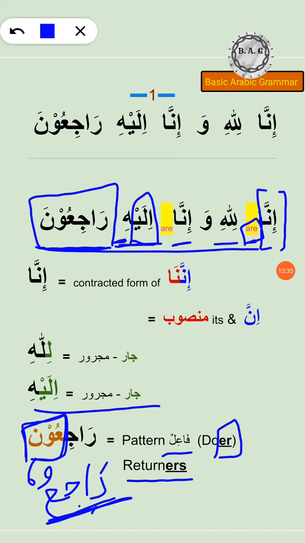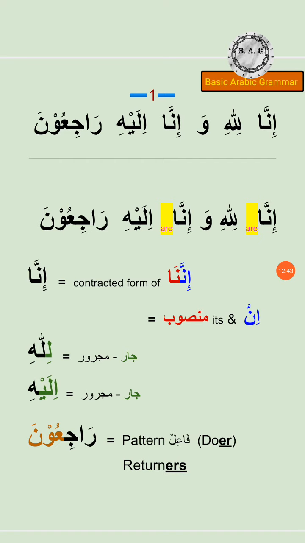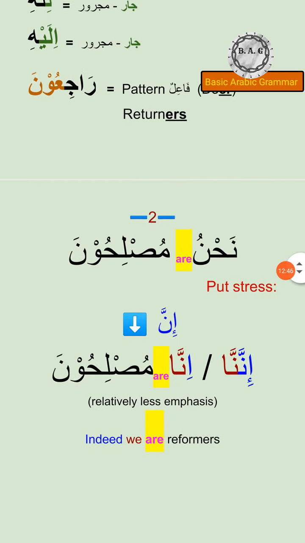And how do we know? Because of this suffix, it gives it away. So it's returners. I hope this was clear. Let's proceed to the next example.